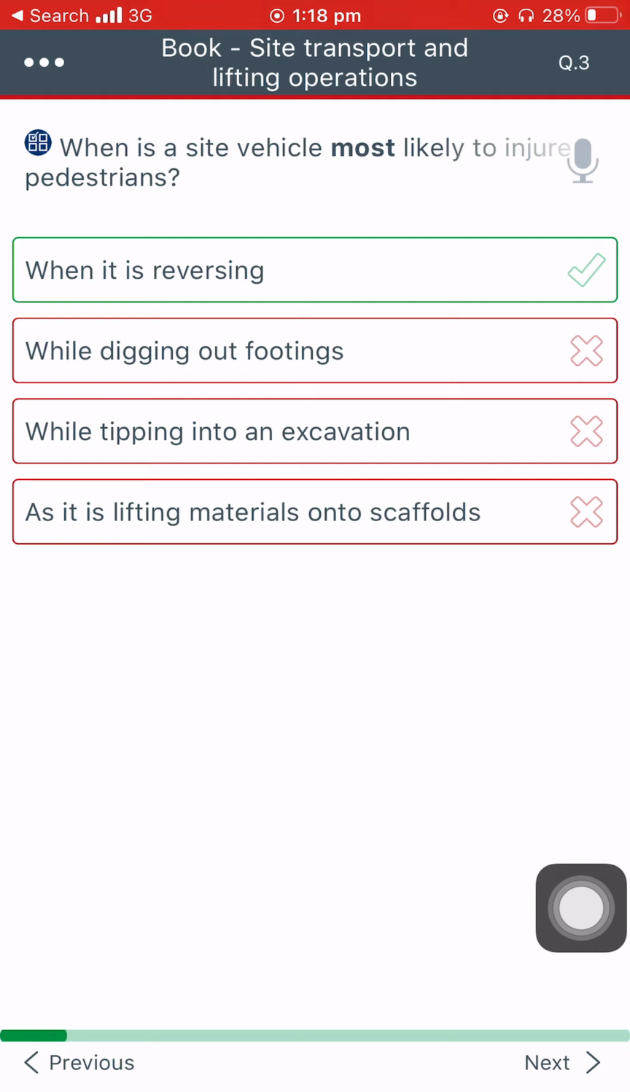When is a site vehicle most likely to injure pedestrians? When it is reversing, while digging out footings, while tipping into an excavation, as it is lifting materials onto scaffolds.